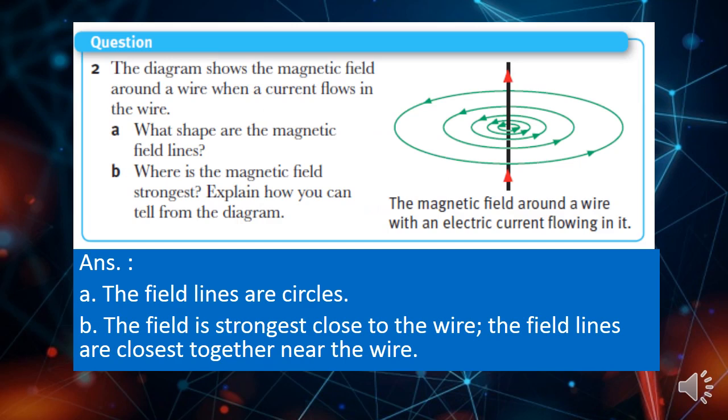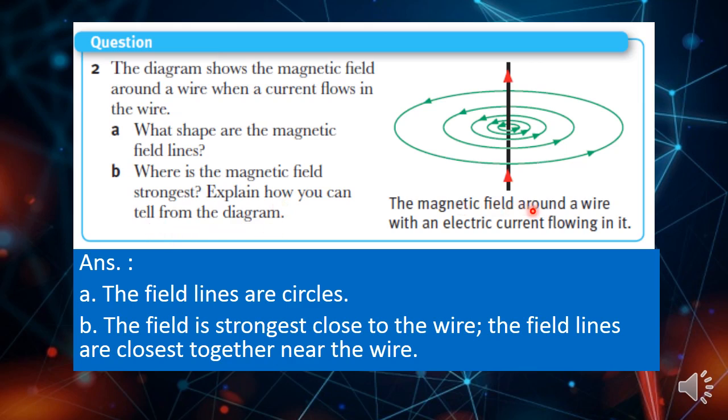Now question 2, page 173. The diagram shows the magnetic field around the wire when a current flows in the wire. This is a straight wire here. And these green circles are the magnetic field around it. So what shape are the magnetic field lines? You can see here, they are circles. Okay? Now what about part B? Where's the magnetic field the strongest? Explain how you can tell from the diagram.